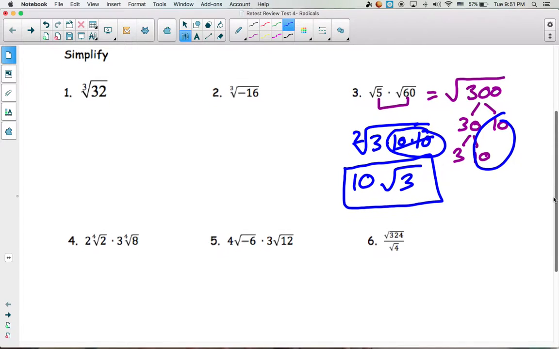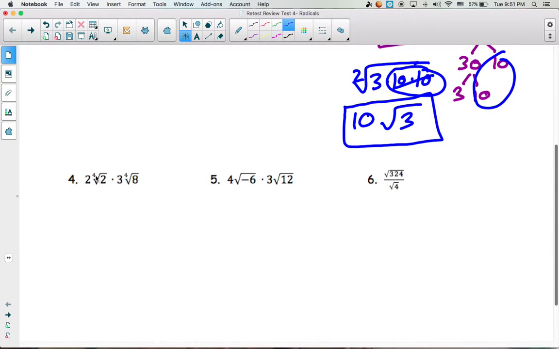For question number 4, you have 2 times the 4th root of 2 times 3 times the 4th root of 8. So in a situation like this, you can multiply the numbers outside the radical. So 2 times 3 would give me 6. And then as long as the index is the same, you can multiply the numbers underneath. So that'd be the 4th root, and then 2 times 8 would give me 16.